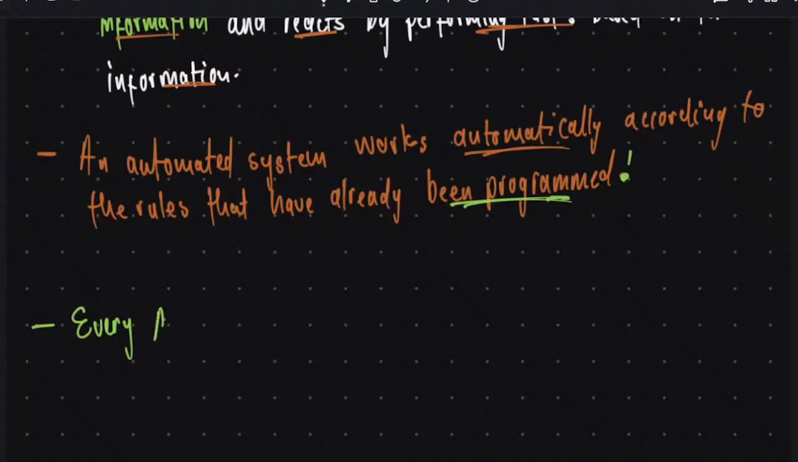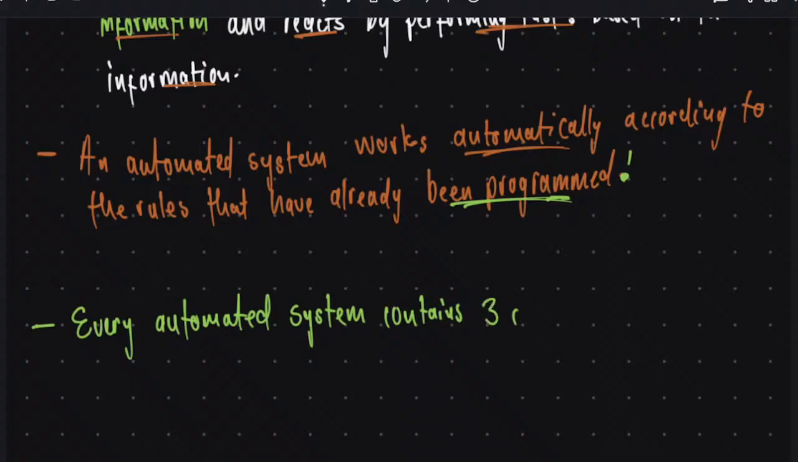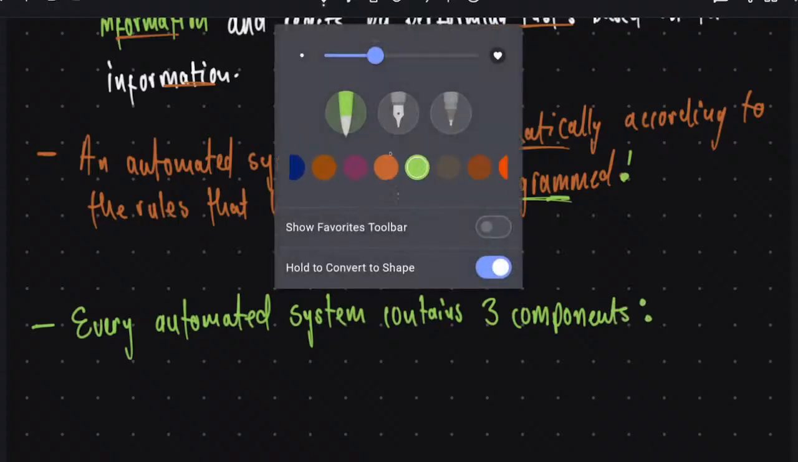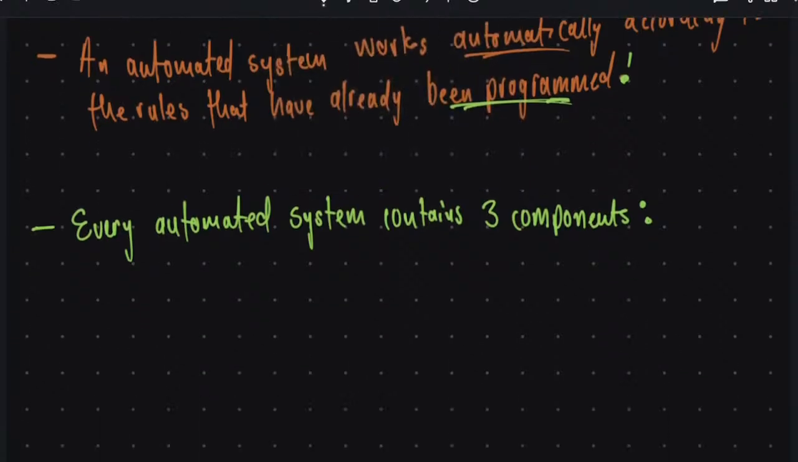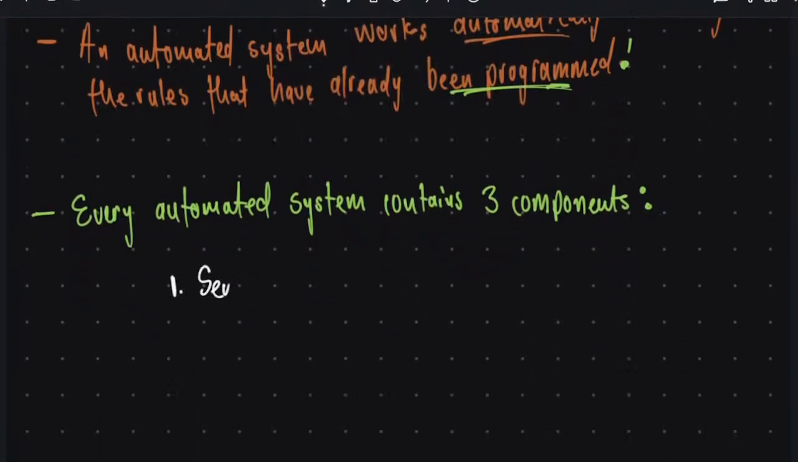I want you to write: every automated system contains 3 components. 1, sensor. 2, microprocessor. 3, actuator.